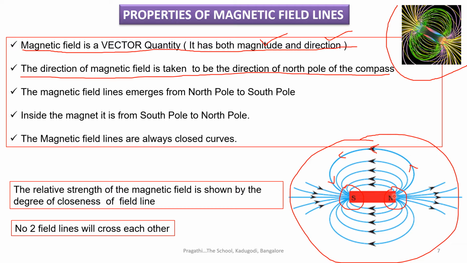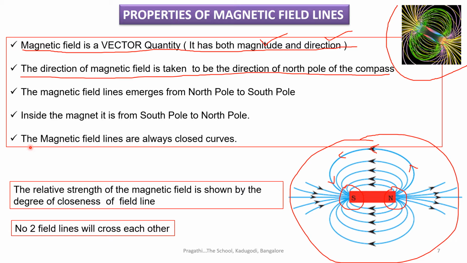Next, the magnetic field lines emerge from north pole to south pole. This already we have seen. See, it starts from north pole and again it terminates at south pole. Inside the magnet, how does it go? It goes from south to north. Outside, externally, from north to, see, it is coming here and getting inside the south. So externally it is north to south, and internally it is south to north. Inside also the magnetic lines will flow. It flows from south to north.